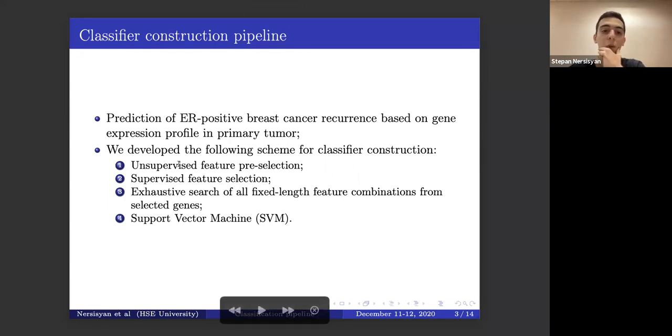So the following scheme was developed for classifier construction. At the first step, we perform unsupervised feature preselection, thus reducing the number of genes analyzed in the next steps. Then we use supervised feature selection to select some lower amount of genes. Then we perform exhaustive search of all fixed length feature combinations from genes selected at the previous step. Finally, for each combination, we feed support vector machine model and test its performance on independent validation set.